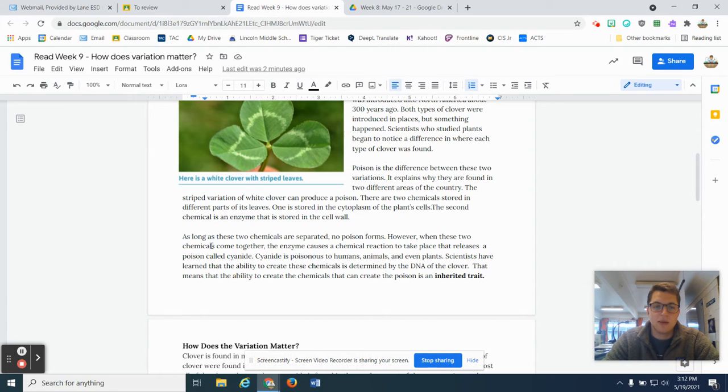However, when these two chemicals come together, the enzyme causes a chemical reaction to take place and releases a poison called cyanide. Cyanide is poisonous to humans, animals, and even plants. Scientists have learned that the ability to create these chemicals is determined by the DNA of the clover. That means that the ability to create the chemicals that create poison is an inherited trait.